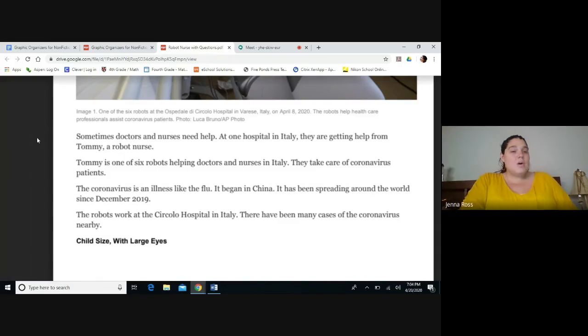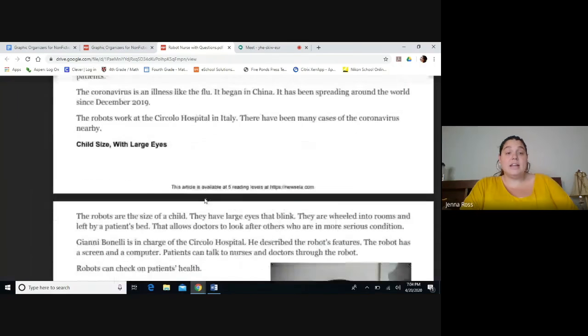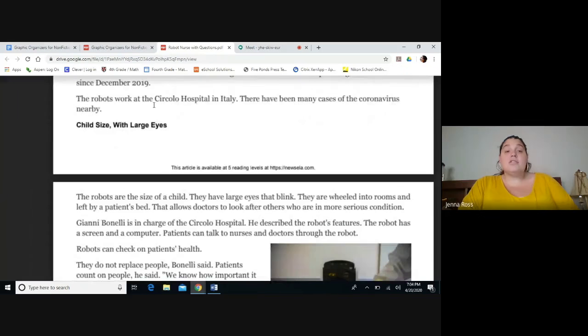All right, so sometimes doctors and nurses need help. At one hospital in Italy, they are getting help from Tommy, a robot nurse. Tommy is one of 6 robots helping doctors and nurses in Italy. They take care of coronavirus patients. The coronavirus is an illness like the flu. It began in China. It has been spreading around the world since December 2019. The robots work at the Circolo Hospital in Italy. There have been many cases of the coronavirus nearby.